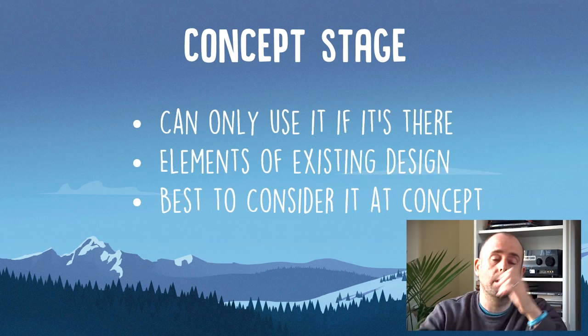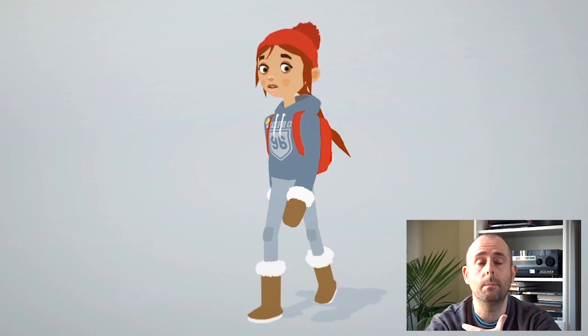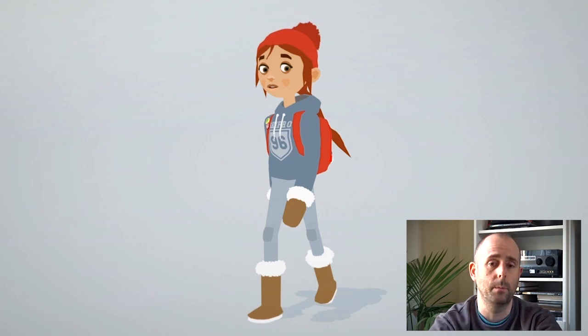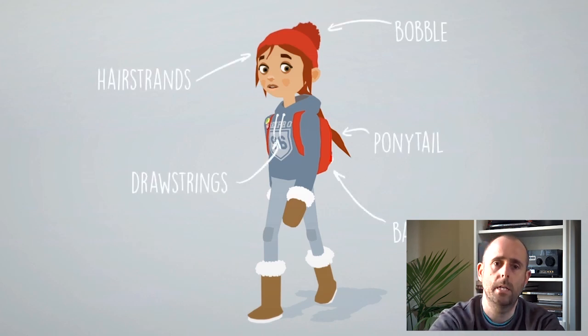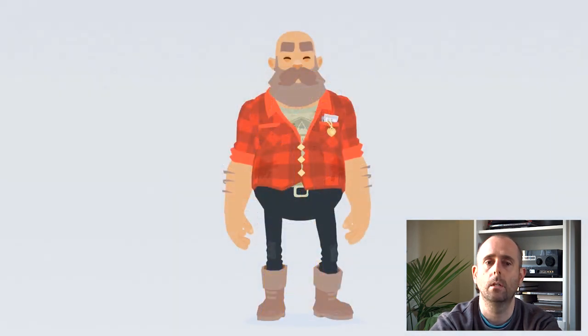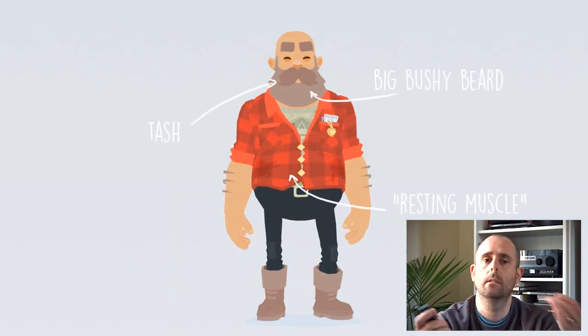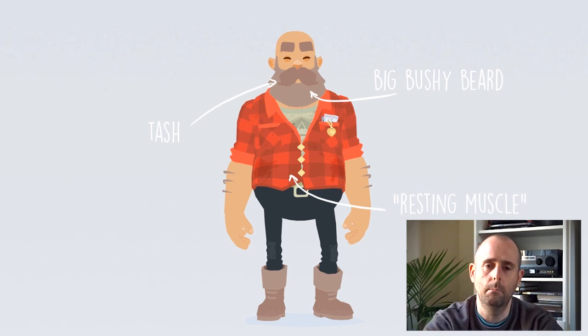And fortunately, it's something that we did at the start of our project. We knew that it was something that, as an animator, I wanted to leverage heavily, because I knew how powerful it was going to be and what it would bring to our characters. So consider it at the design stage, it's the best thing to do. Here you can see some of Tuve's secondary animation elements: her hair strands, her bobble, backpack, ponytail, and so on. And Lars, his poncho and his pom-poms, and here you can see Heinrich, who is their father, and he has some great secondary animation elements, including his resting muscle.